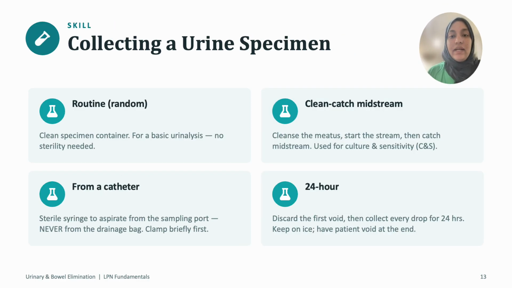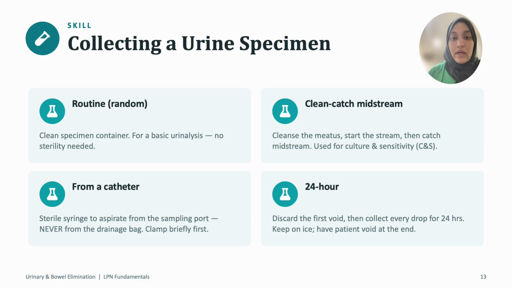All right, specimen collection. The type of specimen collection depends on the test that's been ordered. For routine urine analysis, it just needs to be a clean container. For a culture and sensitivity, you need a clean catch midstream. So you cleanse, you start the stream, then catch the middle, so you skip the contaminated bit first.